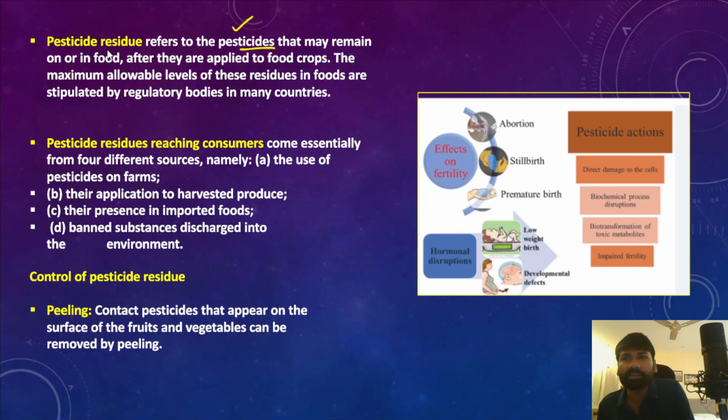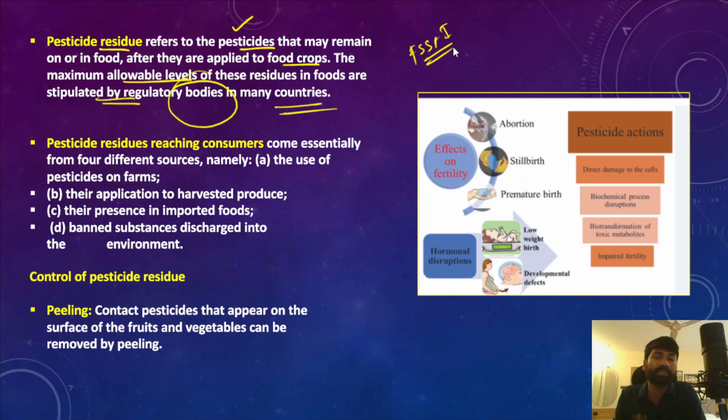And in fact, the pesticide residue remains in food for a longer period of time, even after it is applied on the food crops. For example, when we cultivate a food crop and use pesticides to kill pests, these pesticide residues remain on the food crops for longer durations. However, the maximum allowable levels of these pesticide residues, especially in food crops, are controlled or stipulated by regulatory bodies in many countries. And in India, the regulatory body is the Food Safety and Standards Authority of India, which stipulates the pesticide residue in food crops.